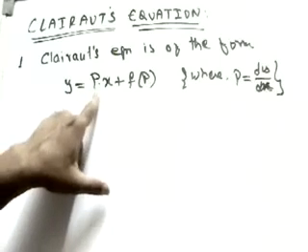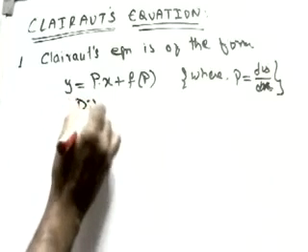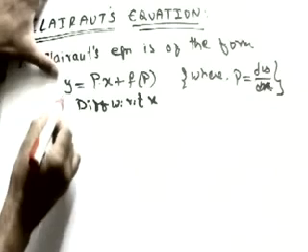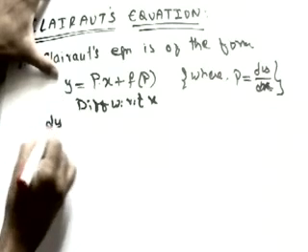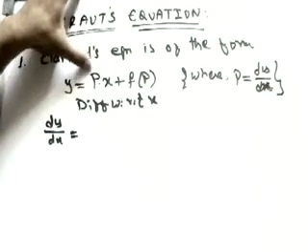If we get an equation of this type, y equals px plus f of p, then we say this is a Clairaut's equation, where p is always dy by dx. Now let us do one thing: differentiate this with respect to x. If you differentiate y, it will be dy by dx.